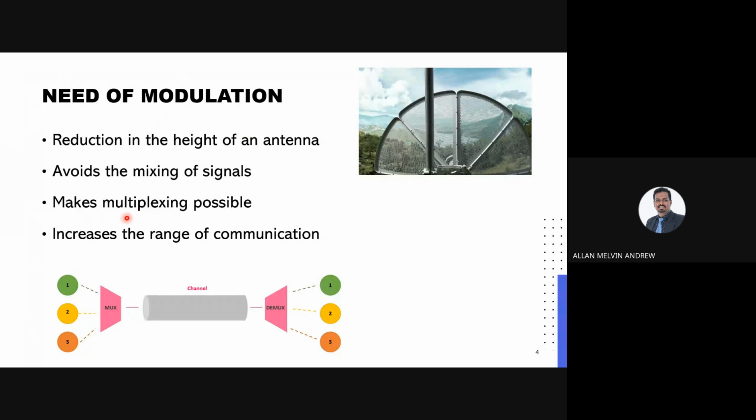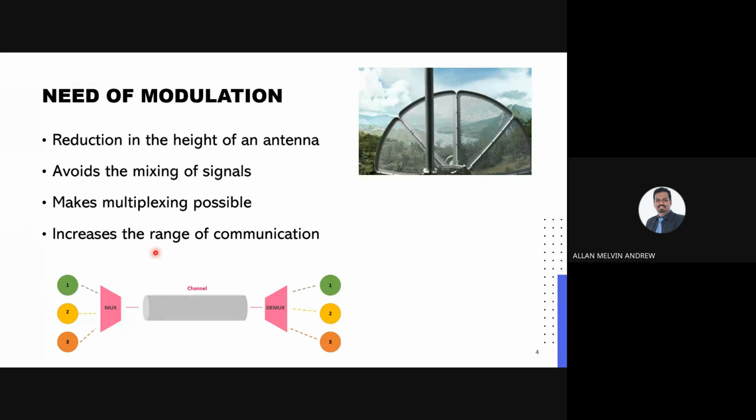So we make multiplexing possible. Multiplexing is like this. You have signal 1, signal 2, signal 3. You multiplex them, then send them towards the channel, then you have a demultiplexer at the end, and it will become 1, 2, and 3 again. This method is possible using modulation.